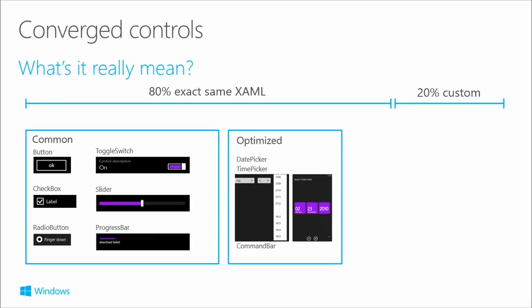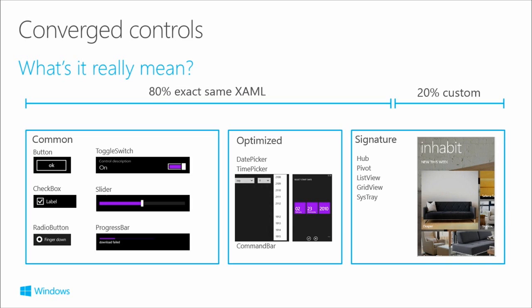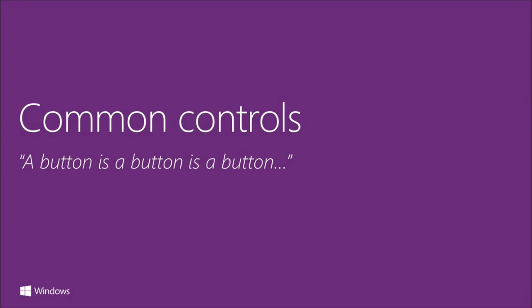The optimized ones, like the date picker, the command bar, and the time picker, and a few others, you program the same in the XAML for your views for Windows Phone, and you program exactly the same in your views for big Windows, but they might actually render slightly differently because they're optimized for the platform. And then you've got these signature controls, and we're going to dig a bit deeper into all of these categories. The signature ones are the ones that encapsulate the best practices, the nice behavior.